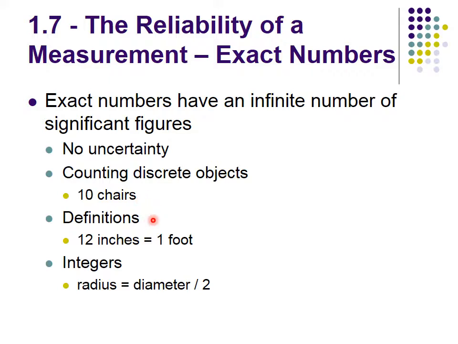Definitions. So these usually come in the form of conversion factors for us. So 12 inches is equal to 1 foot. It's exactly 12 inches, exactly 1 foot. There's no uncertainty. And integers. So the example here is that if we take a diameter and divide it by 2, we get the radius. So this 2 has an infinite number of sig figs. This last one doesn't show up too much for us in chemistry, but every now and then.